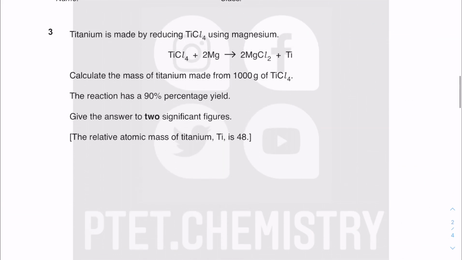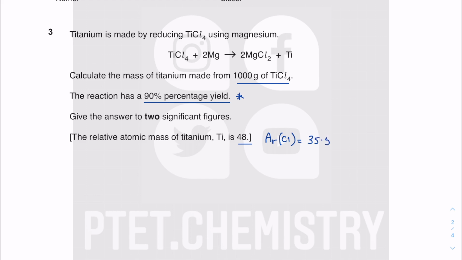In the next question, we are given this equation. So this is titanium chloride with magnesium, giving magnesium chloride and the titanium metal. But importantly, they are telling us it's got 90% percentage yield. So we have 1000 gram of TiCl4. They've given us the relative atomic mass of that. And of course, you can work out the relative atomic mass of these from the periodic table, since you're expected to know the first 20 elements anyway.